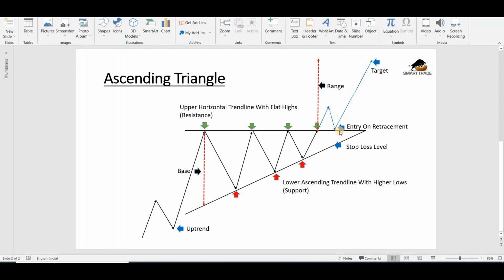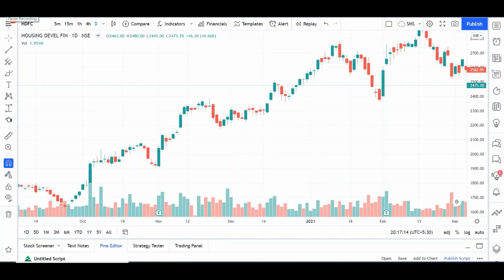Let's now look into real trades and how the structure works. So let's quickly get started with TradingView. Now let's take a few examples. The first example we are going to take is HDFC Bank, HDFC Limited. And remember one thing, it should always be on the daily time frame. Okay, let's see how it worked.